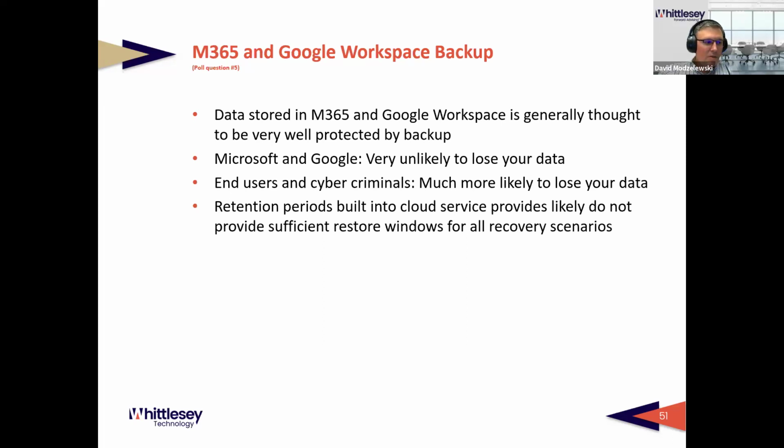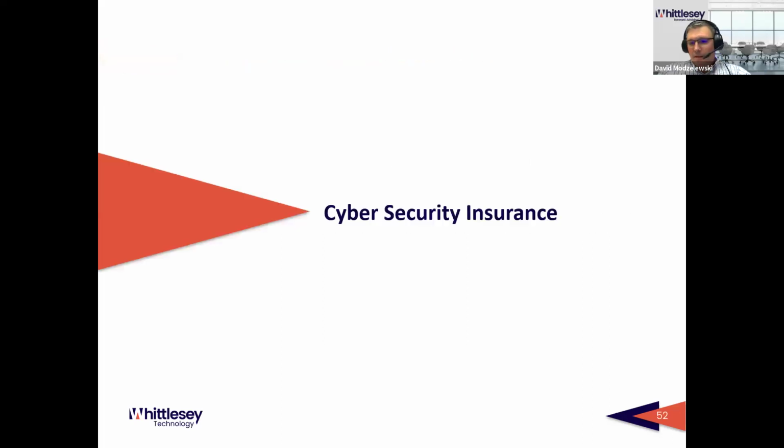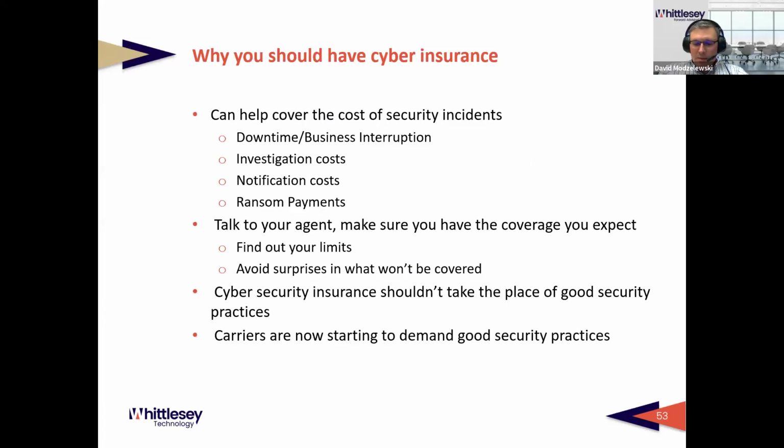And we'll close out here with cybersecurity insurance. This is the fail-safe. Things have gone wrong. You've had an email compromise, a ransomware event. This can help you cover the cost of security incidents, which is downtime or business interruption, investigation costs, notification costs, ransom payments. But it is important: talk to your agent. Make sure you have the coverage you expect. Find out your limits. Avoid surprises in what won't be covered, because like every other contract or technical document, these are typically not easy to decipher. Have those conversations with another human being to make sure you're covered for what you think you're covered for.